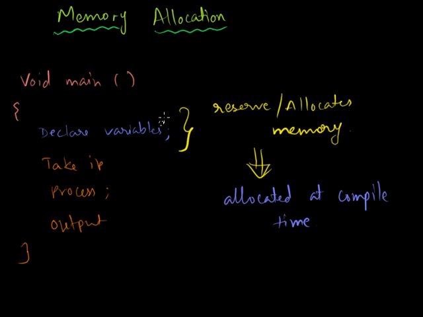So this type of memory which is allocated at the start of main when you declare variables is called static memory or compile time allocated memory. That is, the memory is static. Once allocated, it's allocated. It is deallocated, which means it is freed, when your program ends. So this is called static memory allocation.